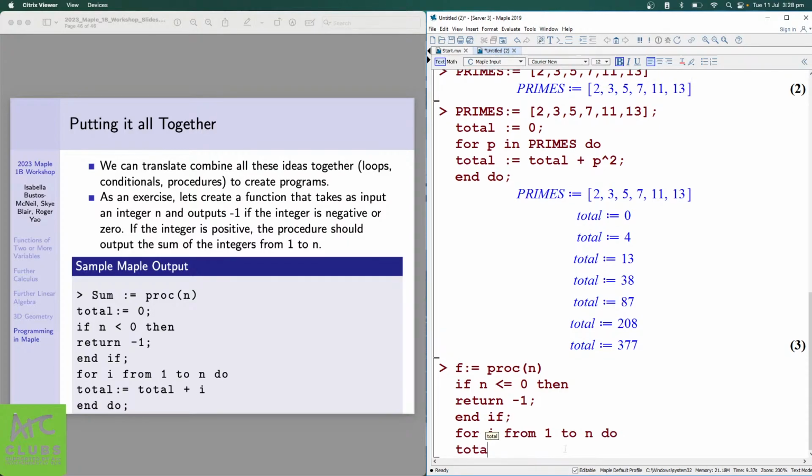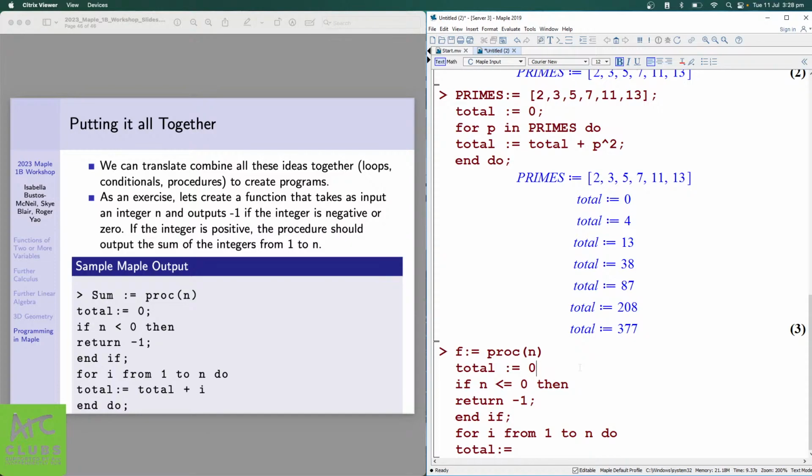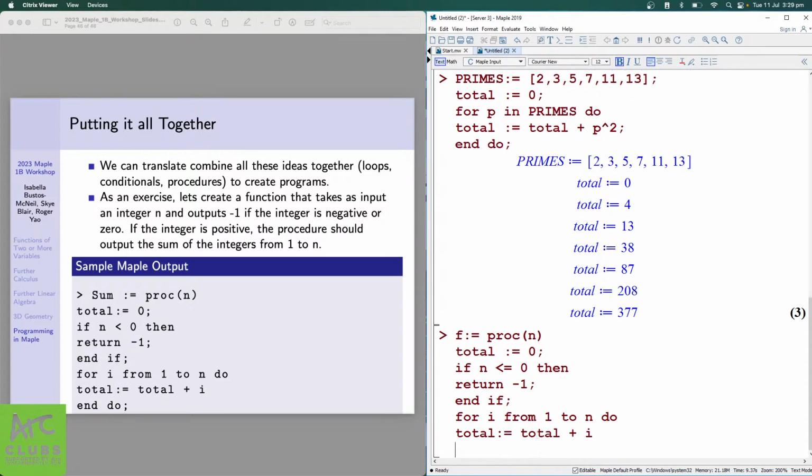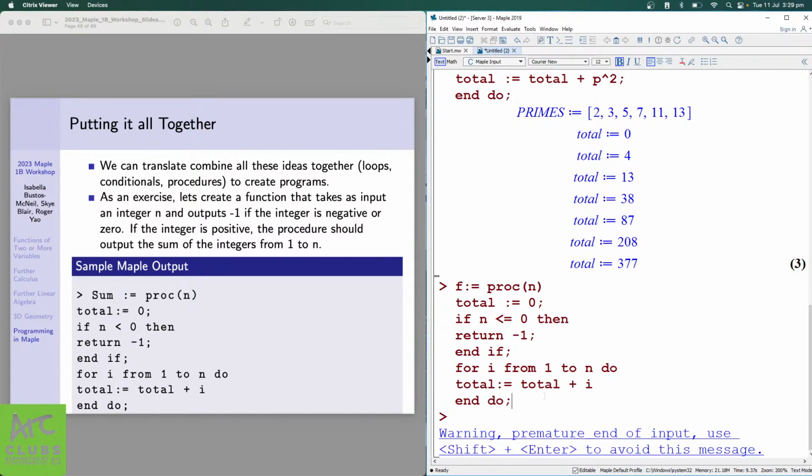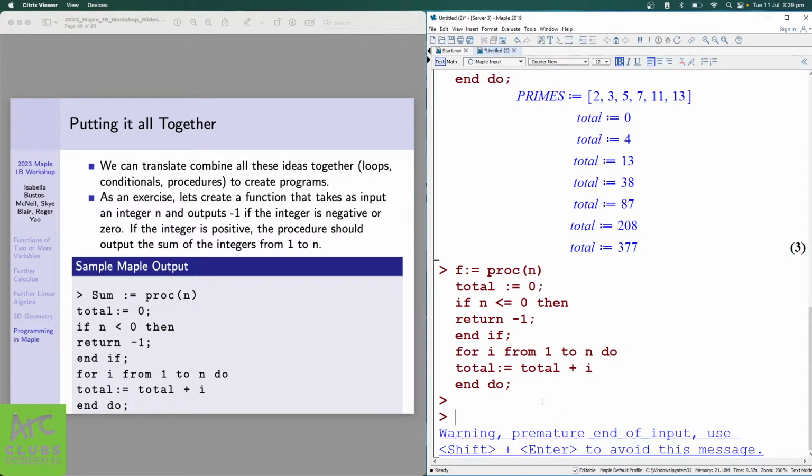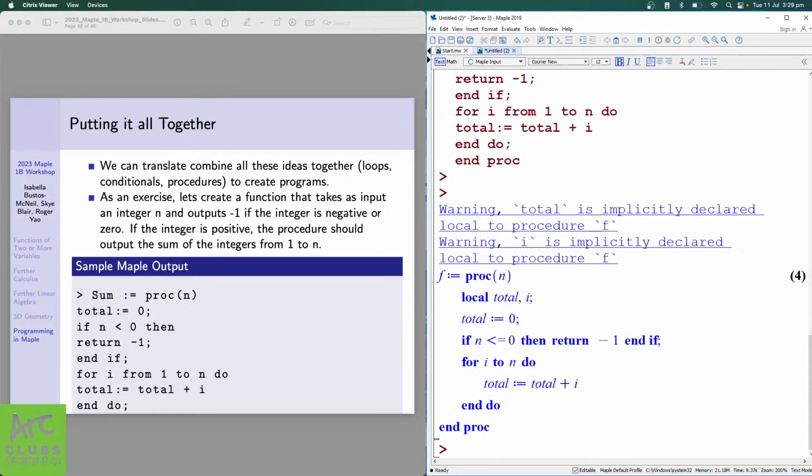do total is equal to, we need to define total at the very top. Total is equal to 0. Total is equal to the pre-existing sum of total plus the value of i, so a number between 1 and n. And end do. Parameter end of input. Oh wait, we also need end proc because we're at the end of our procedure. Okay, let's test it out.